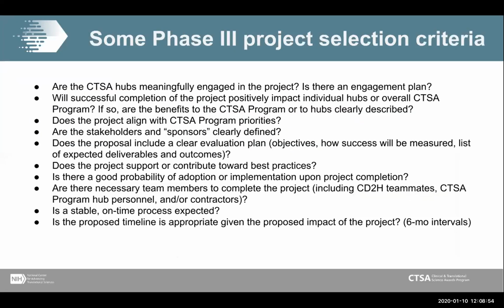The criteria for selecting these projects are not terribly surprising. They're at some level motherhood and apple pie. In partnership with IEC and indeed NCATS, we tried to establish reasonable selection criteria. Are the hubs meaningfully engaged? Will it have an impact on the program? Does it align with priorities? Are the stakeholders and sponsors clearly defined? I won't read all of these, but we think they are reasonably reasonable criteria.